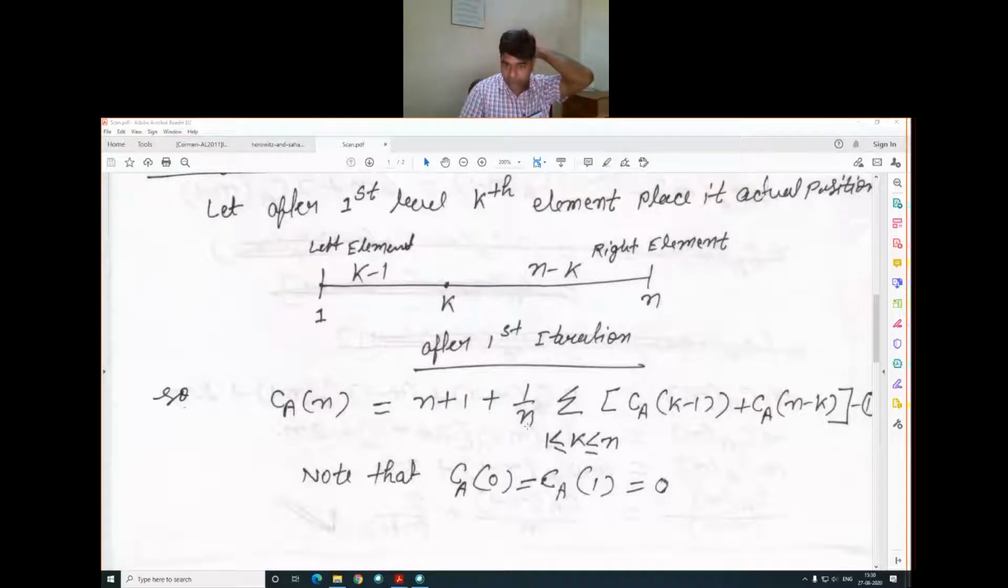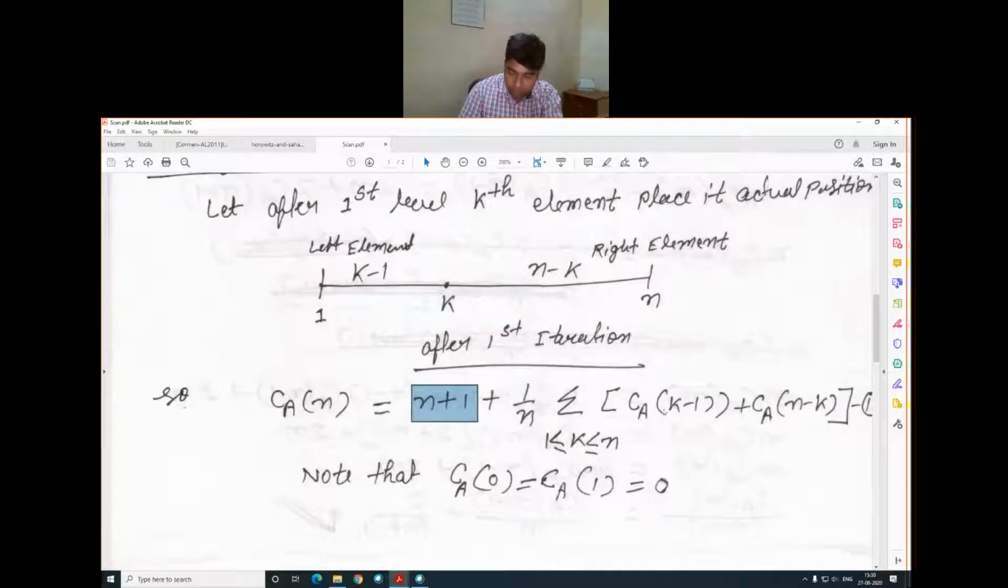After the first iteration, n plus 1, and after that again we will compute the average case time complexity for k minus 1 elements. C of A k minus 1, we are computing C of A for the whole element, but we have the mathematical picture only for the first iteration, so we are just making the mathematical equation from the first iteration. N plus 1 is the total number of comparisons from the first iteration, plus 1 upon n summation of k equals 1 to n, average case.